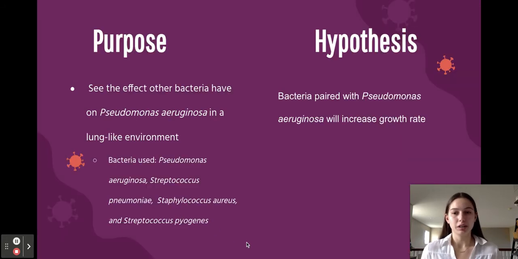The purpose of my project is to see the effect bacteria have on Pseudomonas in a lung-like environment. The bacteria I used were Pseudomonas, Streptococcus pneumoniae, Staphylococcus aureus, and Streptococcus pyogenes. My hypothesis was that bacteria paired with Pseudomonas will increase growth rate.